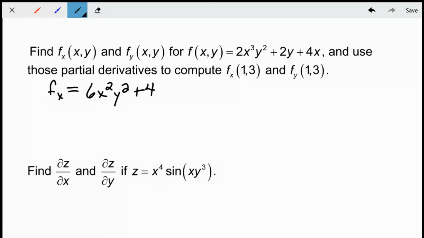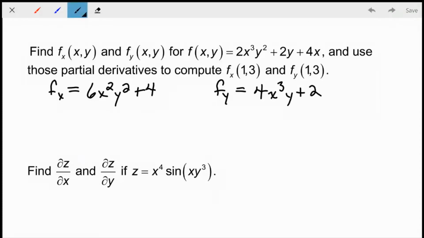Now let's look at the y partial derivative. When I take my y partial, now the x gets treated as a constant. So I've got 2x cubed y squared. The only rule I have to use here is the power rule. So I'm going to get 4x cubed y. The derivative of 2y is just 2. And the derivative of 4x is going to be 0 because x is a constant.